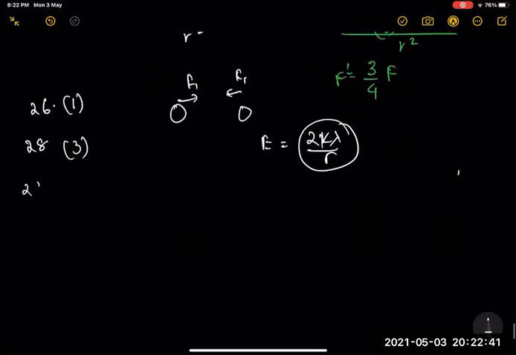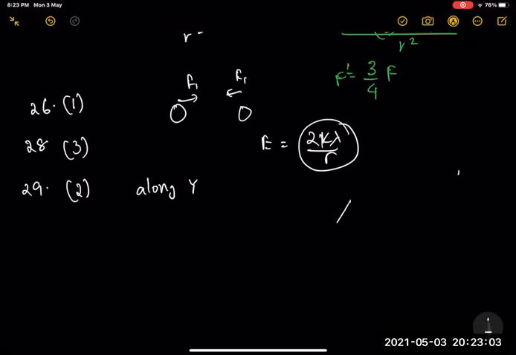29 is easy. 29 is the given figure, the direction of electric field at A will be. So there are two charges. It is along Y. If you don't understand why it is along Y, please ask me. Along AY. So the answer is 2. Anyone has a doubt in why is it along Y?